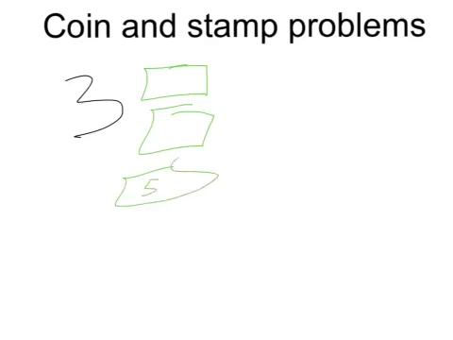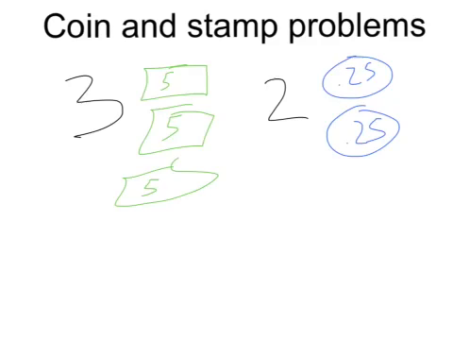Alright, let's take a look at some coin and stamp problems. Now, you actually already know how to do these types of problems. You just don't know that you know how to do these problems. Let's say I had three $5 bills. So let me give myself some $5 bills here. 5, 5, 5. And let's say that I had two quarters, and these are going to be 25 cents each.